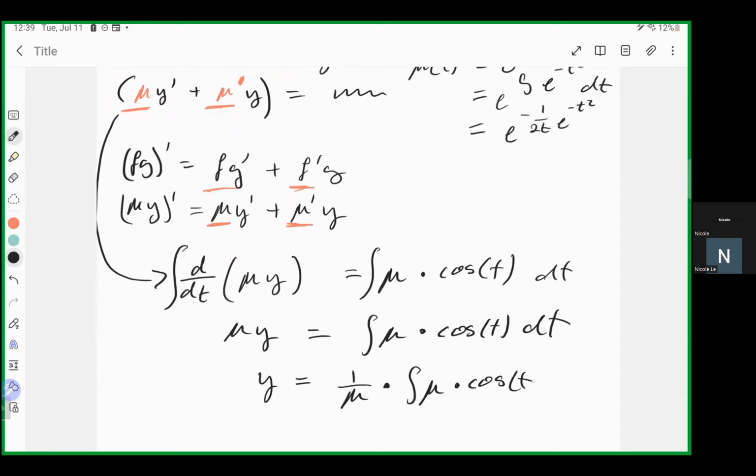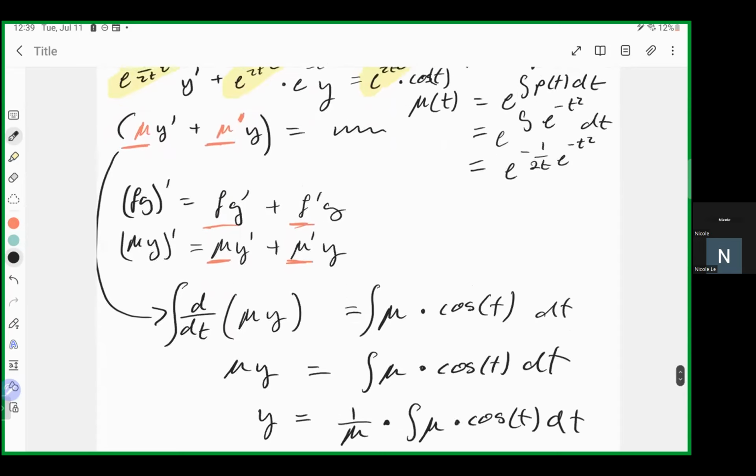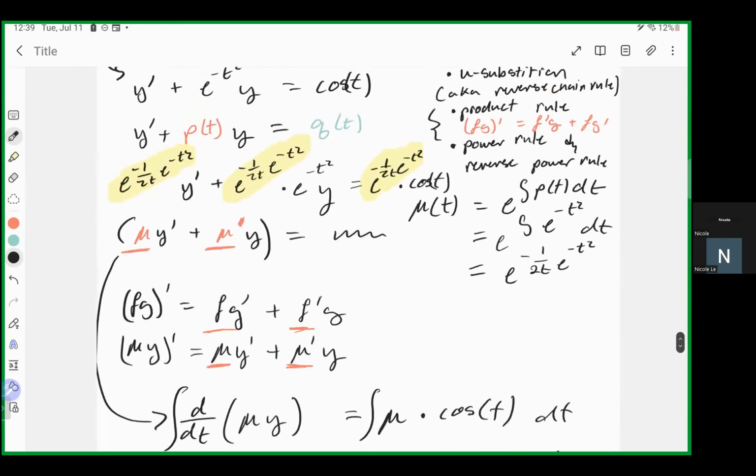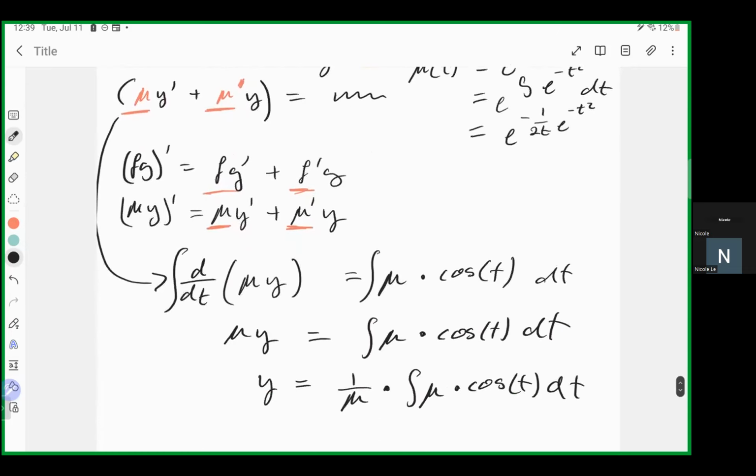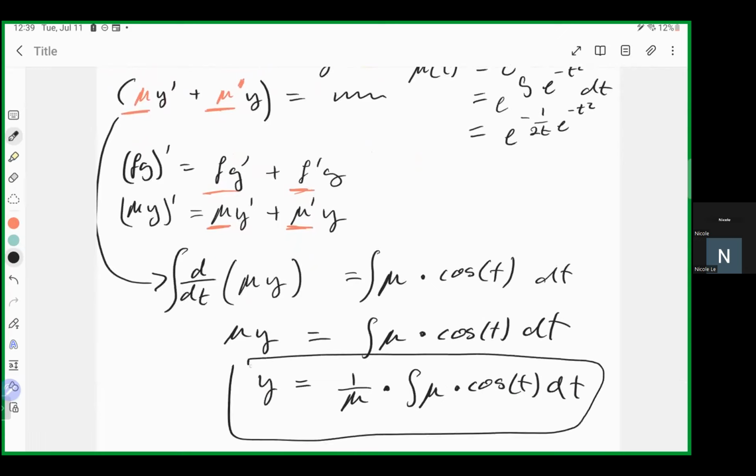And I'm not going to compute this to just save time, but I guess if you really wanted to, you could write out what mu is, replace mu with that e to the big power. Okay, so this is how you would find the solution to the first order linear ODE by integrating factor.